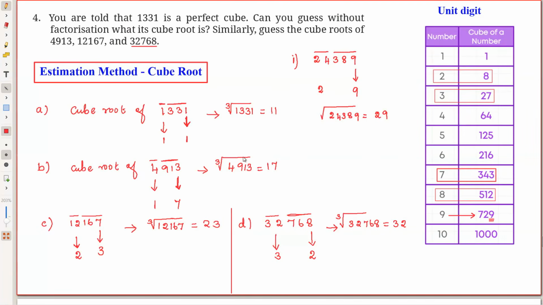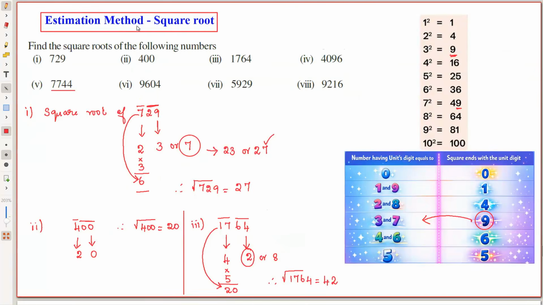So like this, you can do everything. Now the estimation method using square root. For the square root, for example, take 729. We have to place the bar over 2 digits, so 2 digits and a single digit. Next, here also we have to find the unit digit. If the number is ending with 9, then you have to see this tabular column.